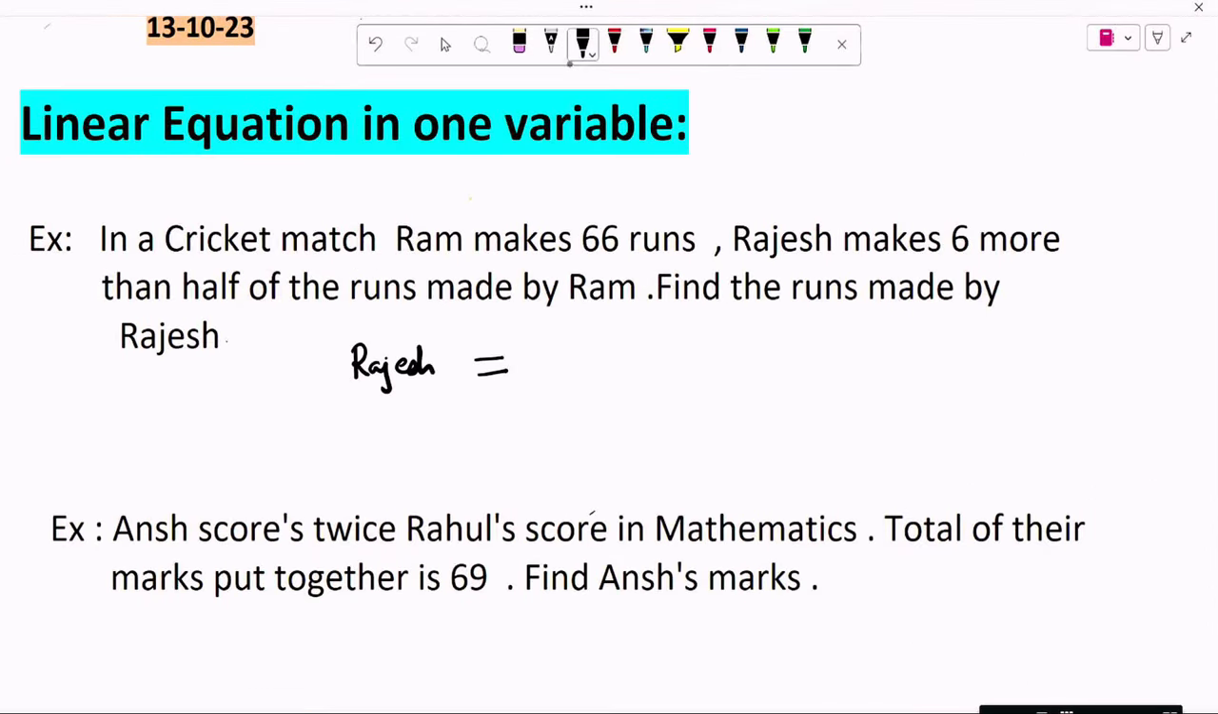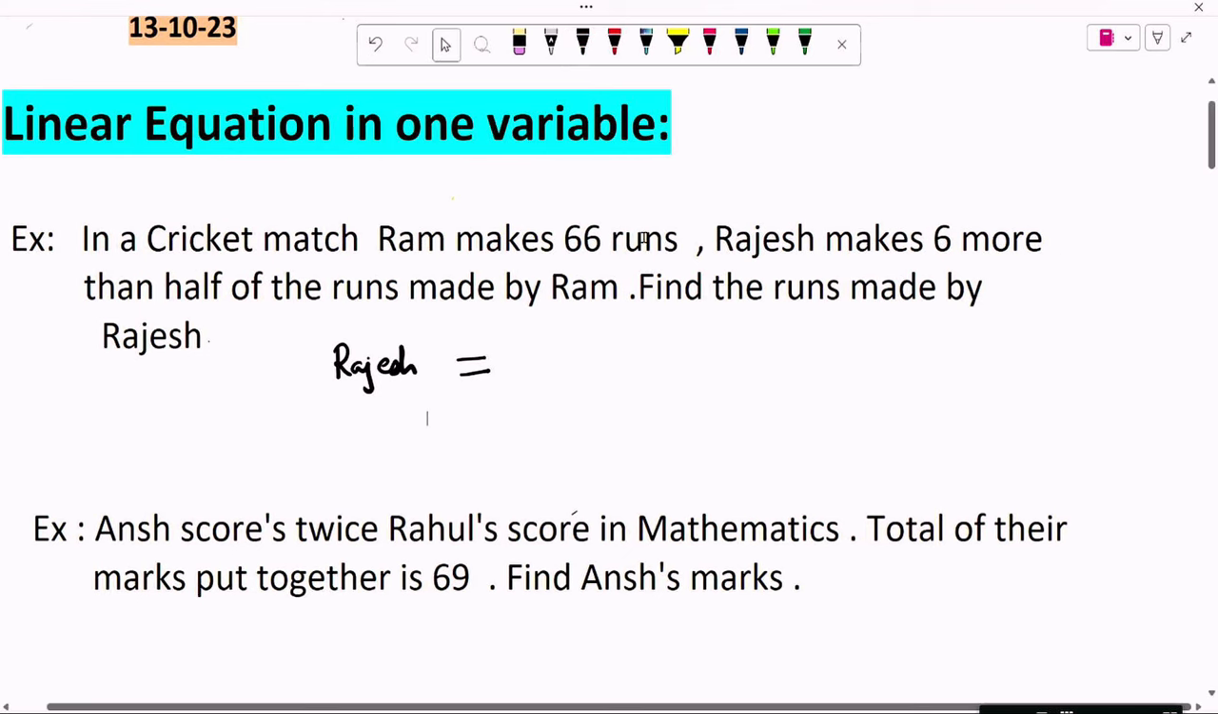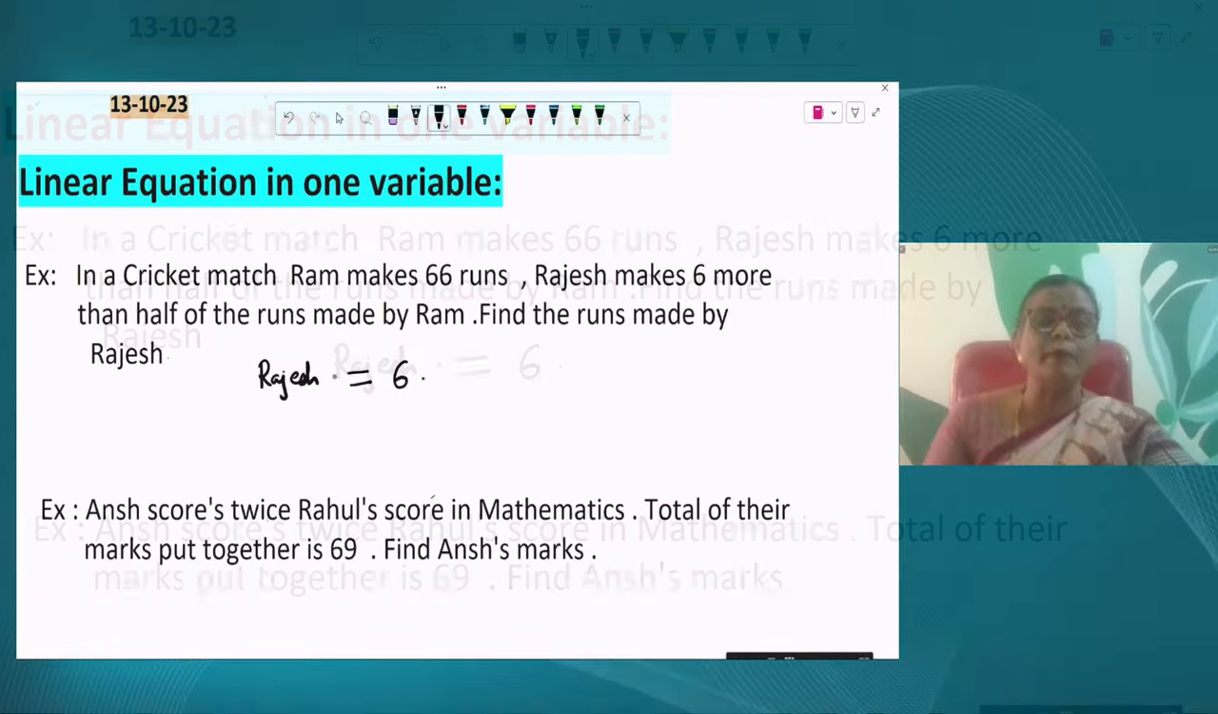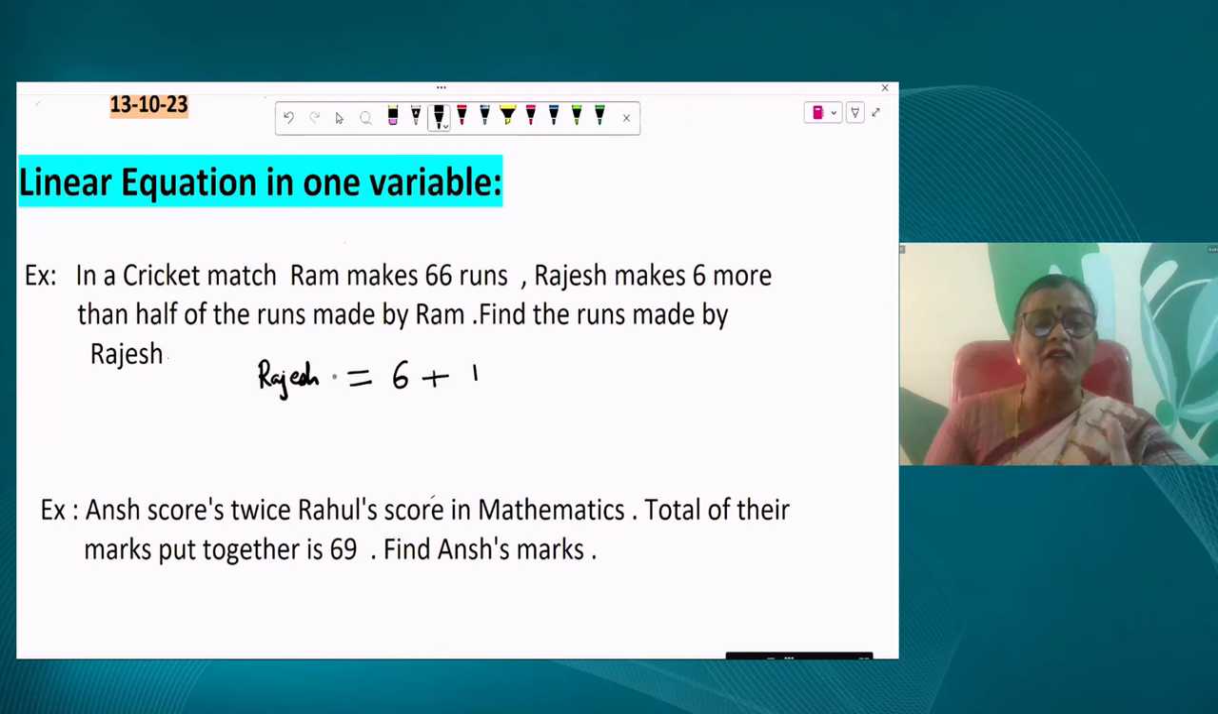So what I have written on the left hand side is representing the runs made by Rajesh. Since both the names start with R, I couldn't use that R, so I'm writing the name. This is the way to represent things. Now Rajesh is making 6 more than half of the runs that Ram made. So Ram made 66 runs. So it's half. Can't we solve this and get the value of Rajesh's runs?